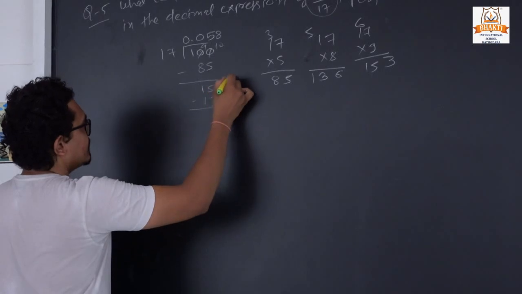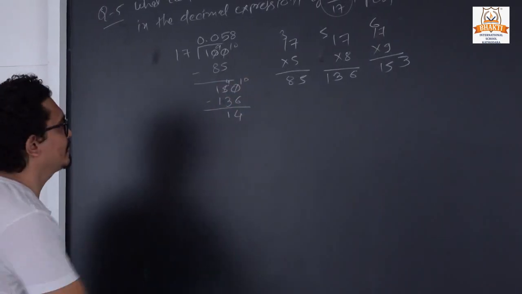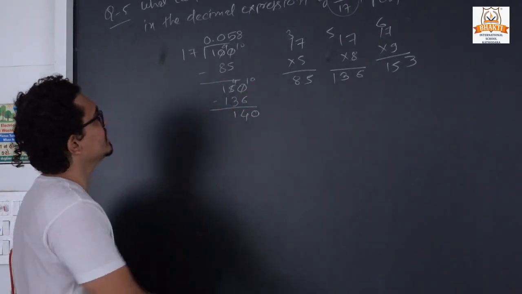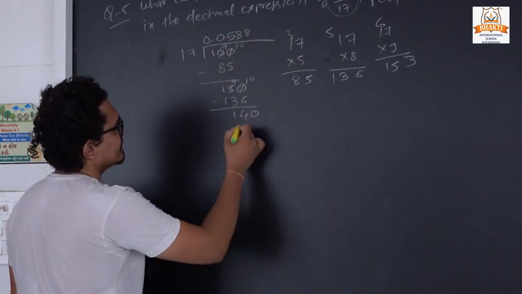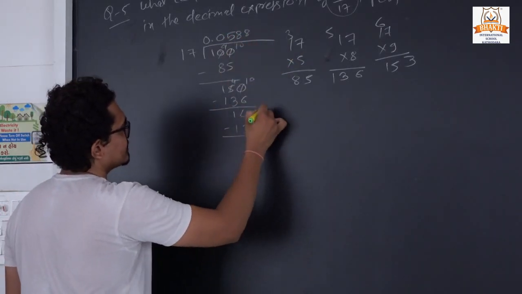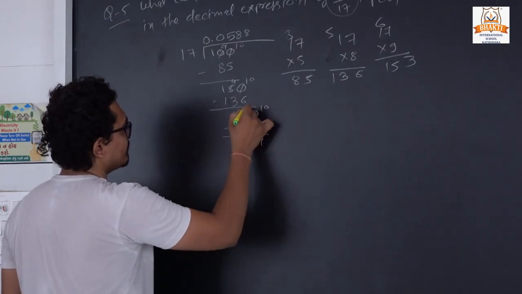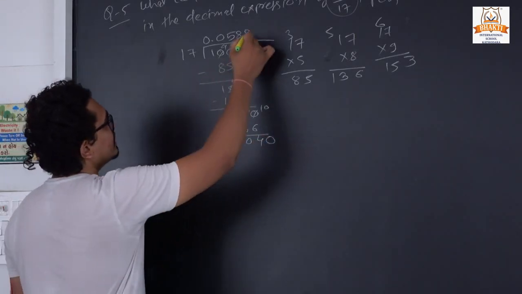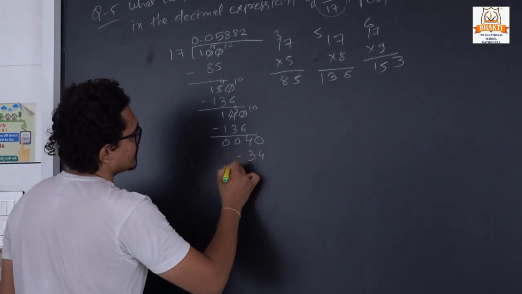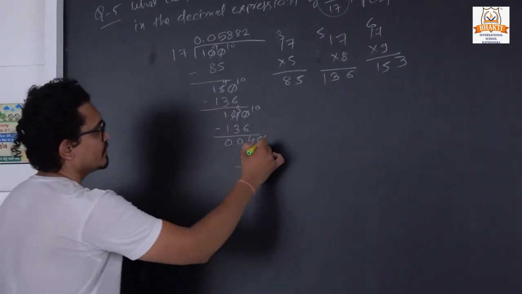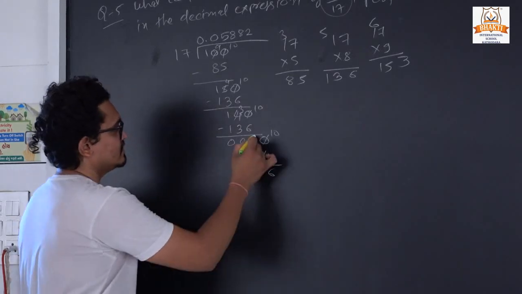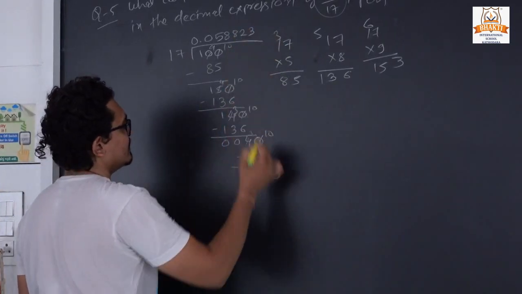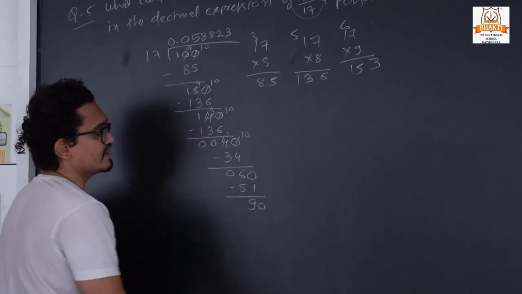So once again we have 14, we will put once again 0. So now once again it starts with 136. So here we write 8, 136. So 10 minus 6, once again it will be 4. So once again we will put 0. 17 2s are 34. Now 10, so 6, and it will be 0. So once again we will put 0. 60. So 17 3s are 51. So here we have 9 as our remainder.